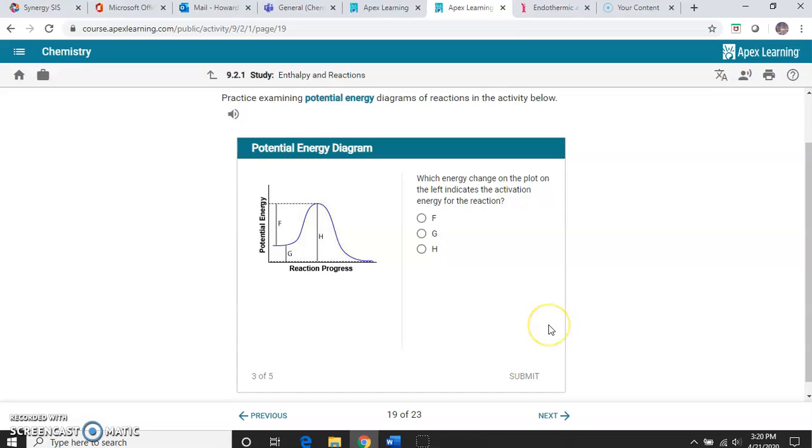Now this one's a little bit weird, and I didn't mention this before, but which energy change on the plot on the left indicates the activation energy? So how much does it take to start, to go through the process? It's going to be F. This is the activation energy going through.